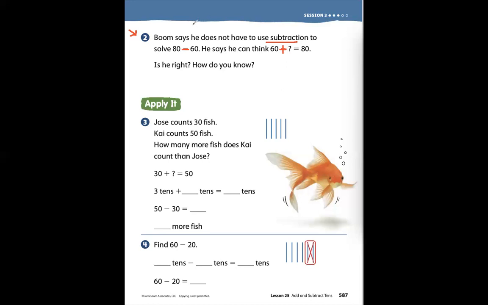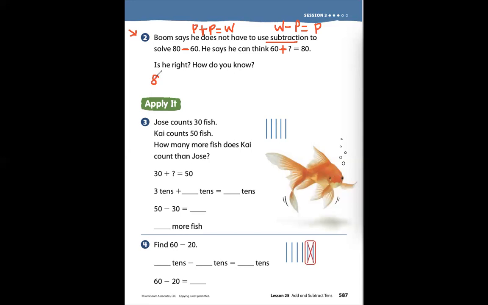Well, let's write this up here. A part plus a part is a whole. What else do we know? Whole minus a part equals a part. Okay, so let's write these out. He says he doesn't have to subtract to get an answer. He can add instead. Well, let's solve it both ways.